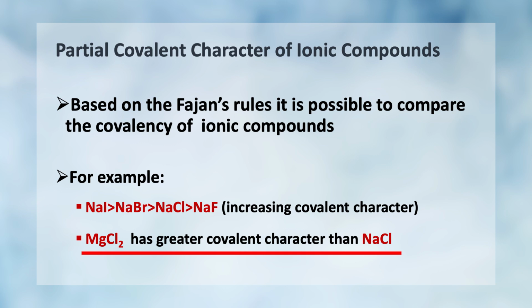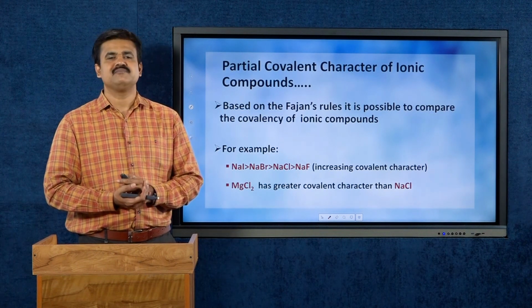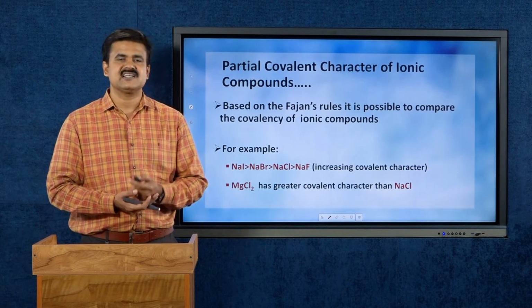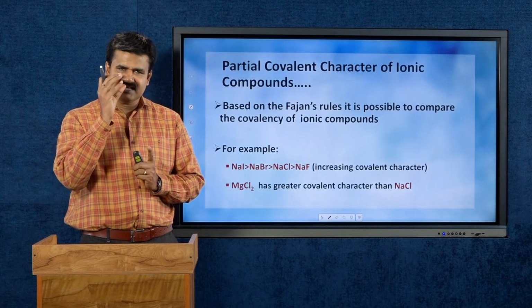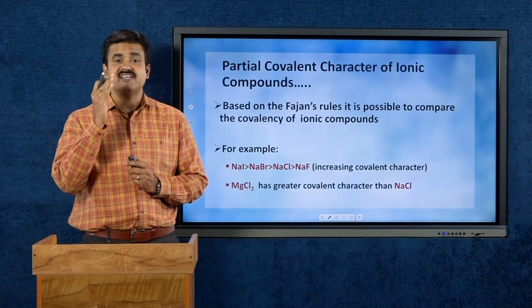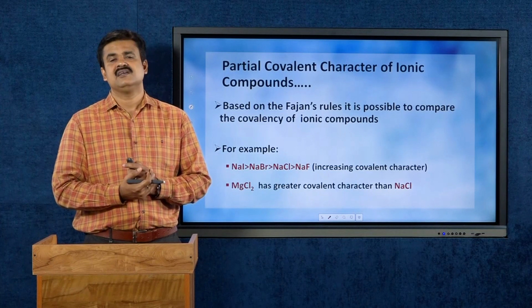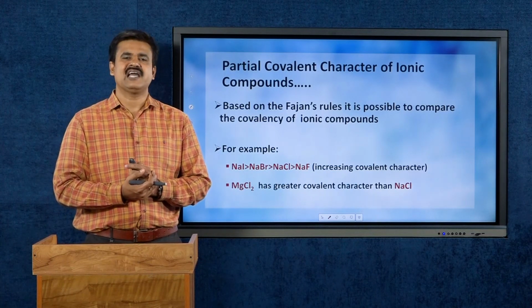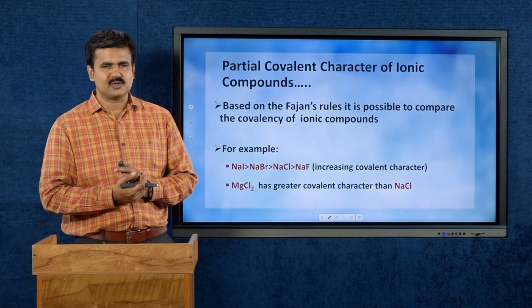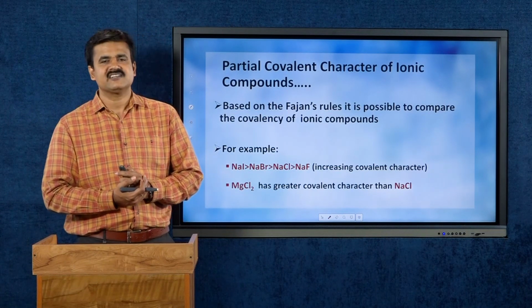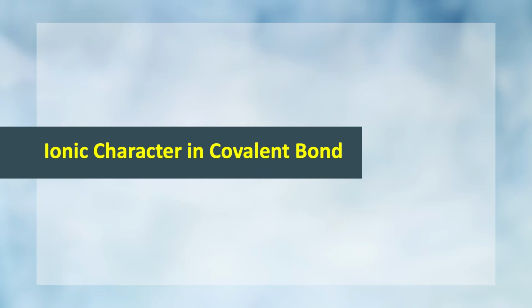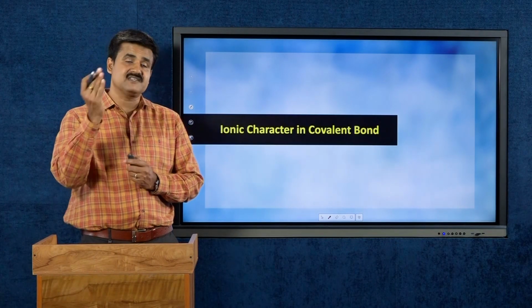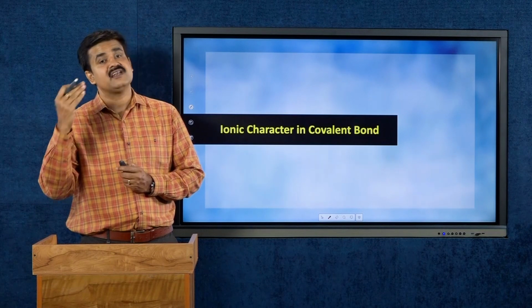MgCl2 has greater covalent character compared with NaCl. There are so many reasons. MgCl2 contains Mg2+, a highly charged cation with an octet configuration. So the magnesium 2+ cation in MgCl2 has high polarizing power when compared with Na+ in NaCl. So higher polarization is effected in MgCl2, and it is associated with greater covalent character compared with sodium chloride. Now, ionic character in a covalent bond. We are talking in an opposite fashion. The first part we discussed is covalent character in an ionic compound.